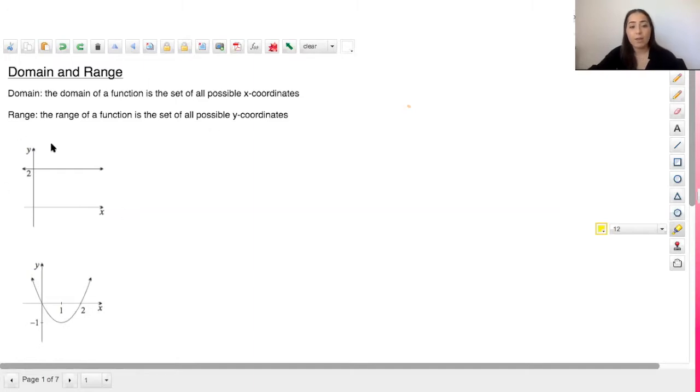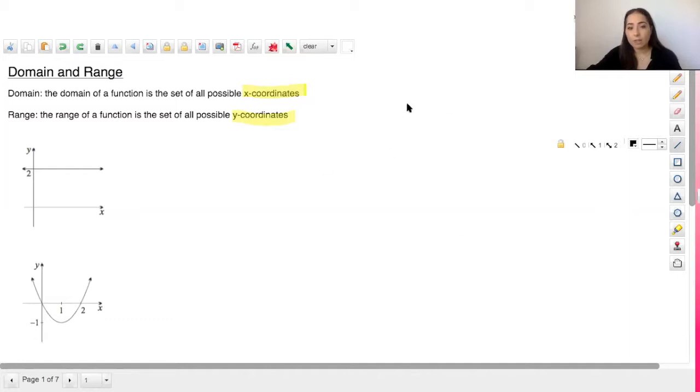So we can have the graphs, and from the graphs we can determine the domain and range, or we can have the actual function in algebraic form, and from that we can determine the domain and the range. In basic terms, the domain is defined as all the possible x coordinates of a function, and the range is the set of all possible y coordinates.